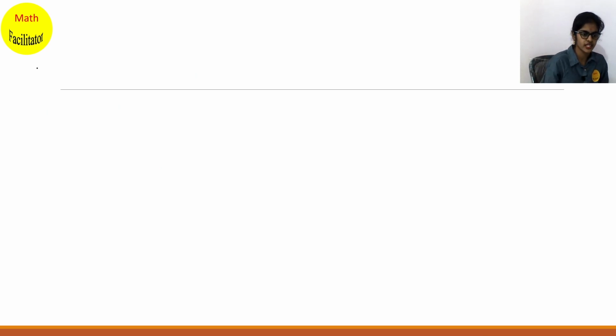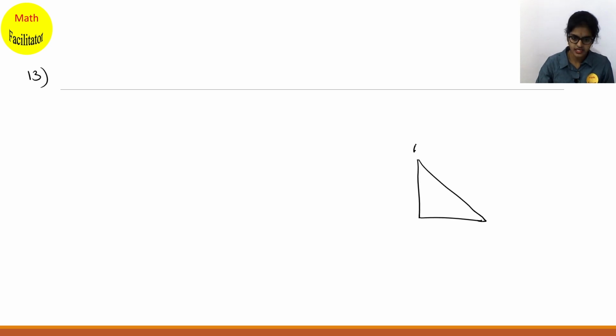Let's move on to question number 13, which is again a similar question. Equilateral triangles are drawn on the three sides of a right angle triangle. So you have a right angle triangle in this way, and this is A, B, C. Here you have an equilateral triangle, here also one equilateral triangle, and here also one.